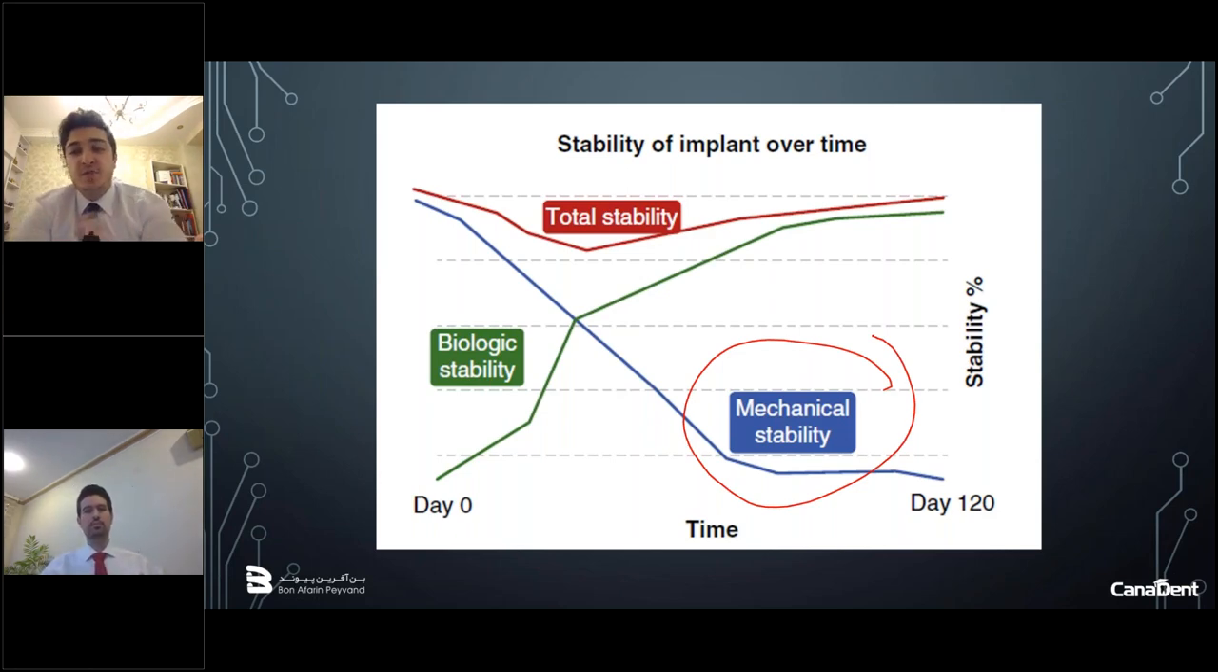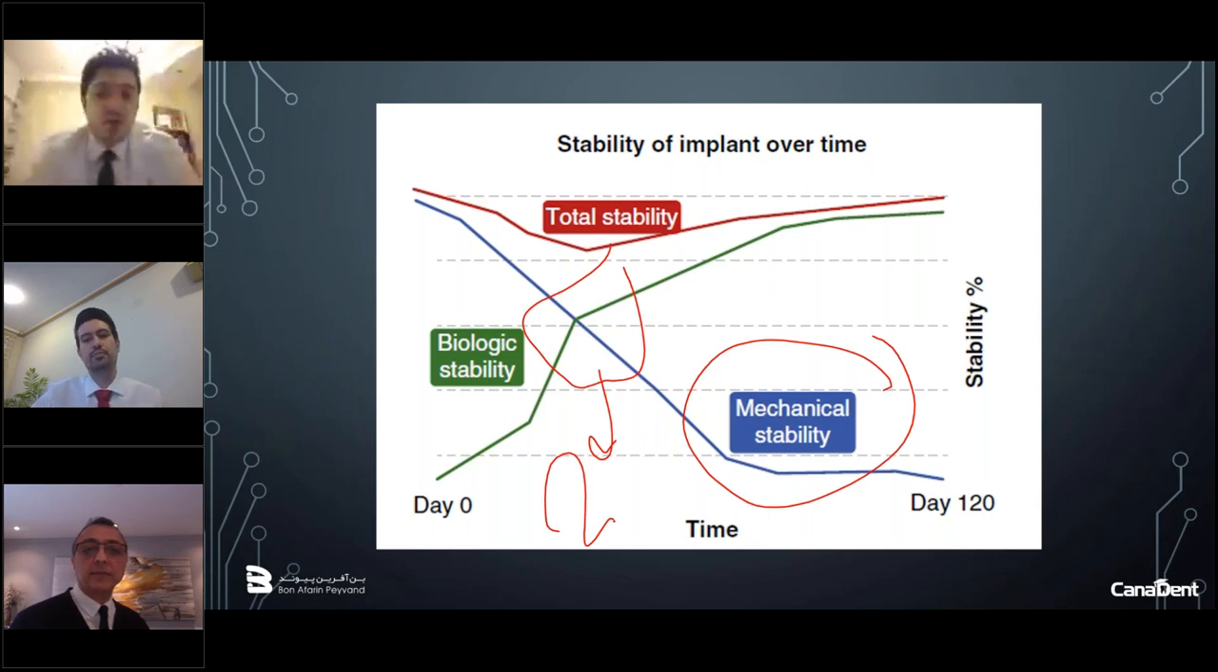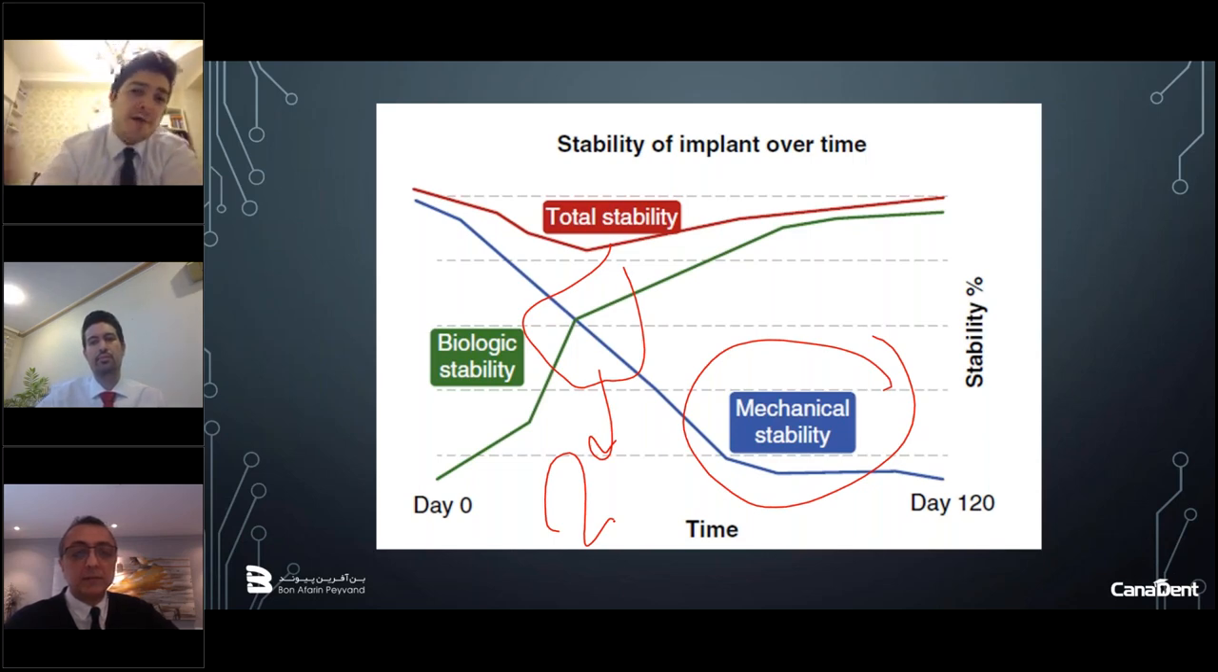After 2 weeks, which is where the two lines cross, is the point of the least amount of total stability of the implant, and that is the downfall of one-stage surgery. If the patient doesn't follow the instructions you give them and chews heavily on the implant in that time, the risk of failure is so high. So as the healing period goes further, the mechanical stability, which was the primary stability, will go down and it will be replaced by biological stability, or the secondary stability.